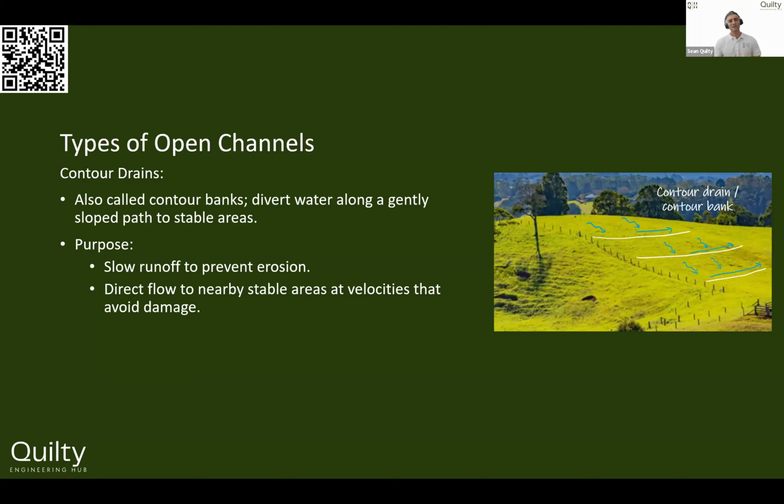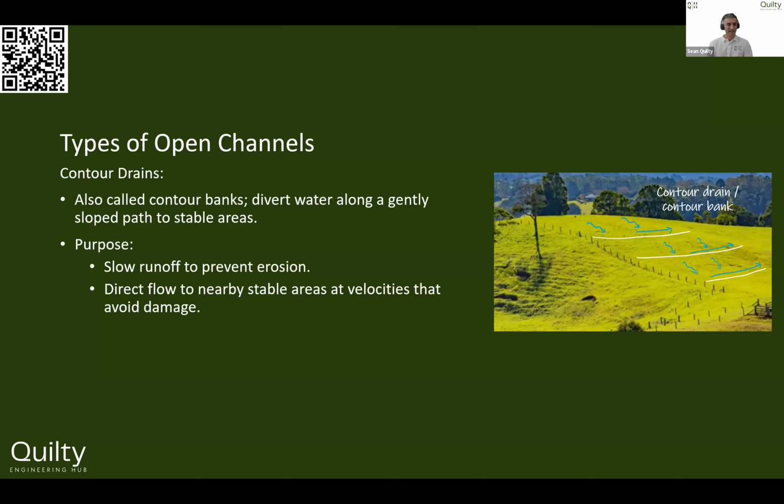So this is what we would call a contour drain, also called contour banks. If they don't actually carve out a channel necessarily, sometimes they'll just put a bund, and that'll be a contour bank. And this is to divert water along a gently sloped path towards stabilized areas. In this case, we've got a really large hill, a big catchment. And if we didn't want that stormwater to rush all the way down the hill and hit the bottom of the hill, we could control some of that water by adding these contour drains or contour banks.